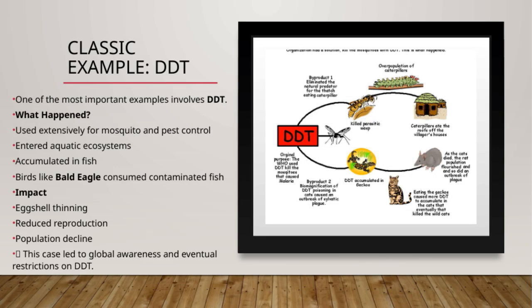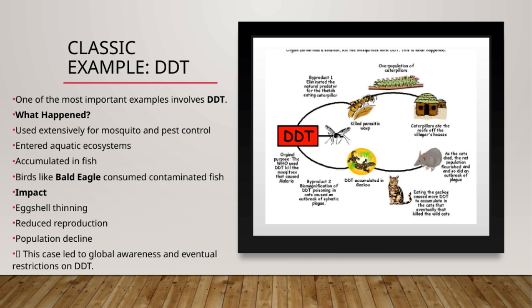So what exactly happened with DDT? Well, it was used extensively for mosquito and pest control, especially in the mid-20th century. Unfortunately, it didn't stay confined to just pests. It entered aquatic ecosystems and started accumulating in fish. This is where things got problematic. Birds, like the iconic bald eagle, would then consume these contaminated fish, unknowingly ingesting the toxic buildup.